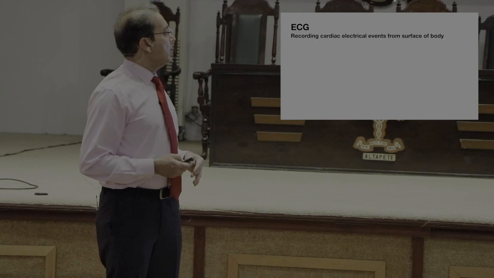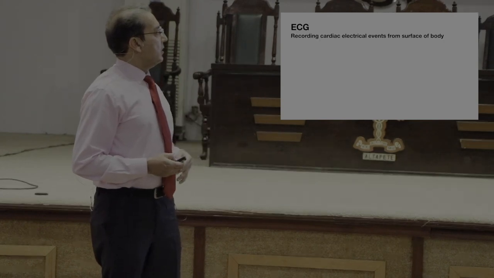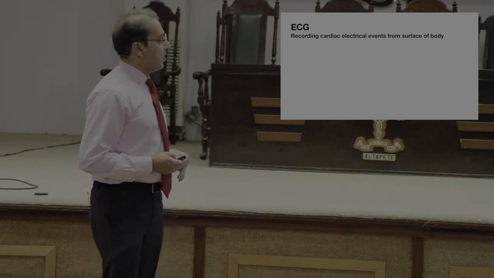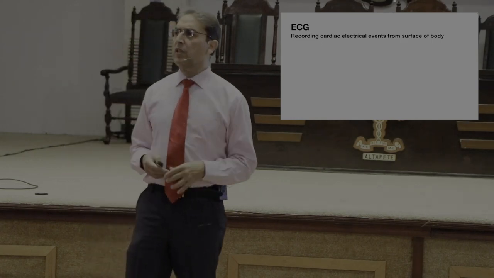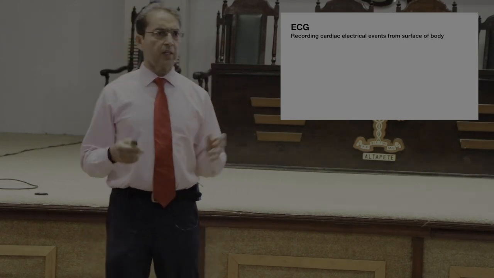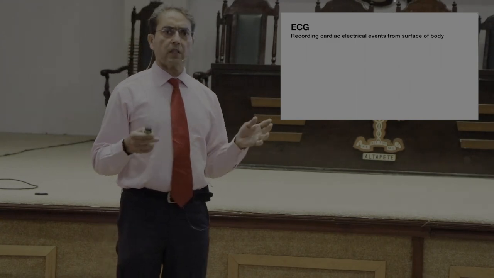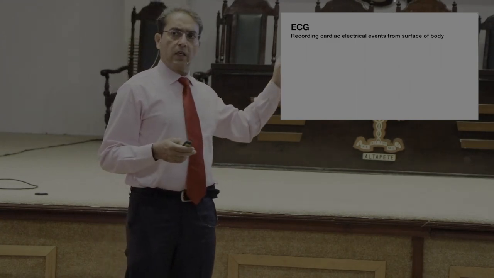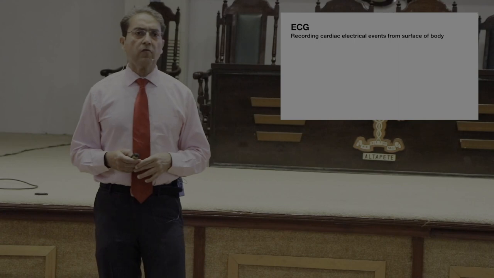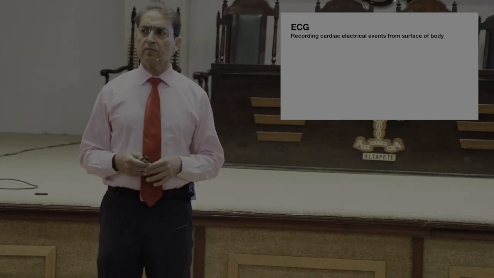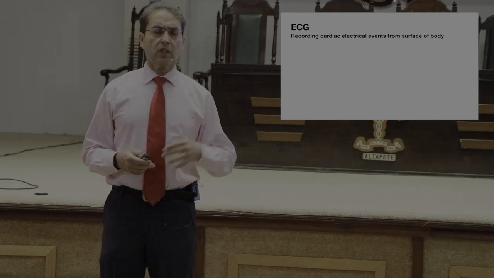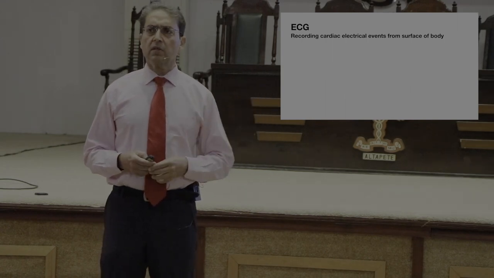And what is ECG? It's the recording of cardiac electrical events from the surface of the body. We can record from the surface of the heart as well, but that is very difficult and tedious. You have to open the heart. So we use the recording from the surface of the body. Why do we use this recording from the surface of the body? Because it gives us similar information.